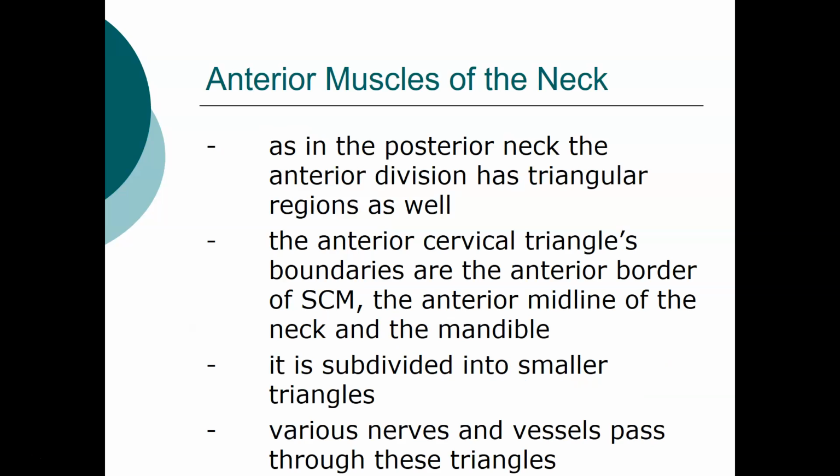Next are the anterior muscles of the neck. As in the posterior neck, the anterior division has a triangular region as well. The anterior cervical triangle boundaries are the anterior border of sternocleidomastoid, the anterior midline of the neck, and the mandible. It is then further subdivided into smaller triangles.